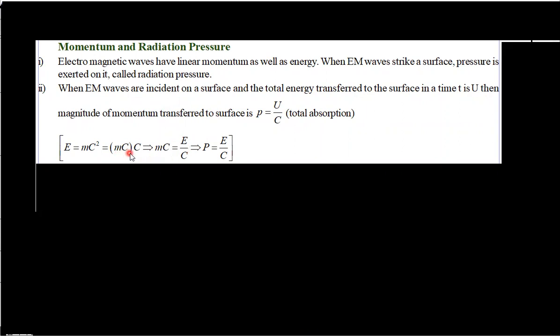So if I substitute here, what I am getting here, E by c. So P is equal to E by c, because this mc is nothing but mv. Mv means what? Momentum, and that's why P is equal to E by c, and that's why you are getting here P is equal to U by c when there is a total absorption. Next one.